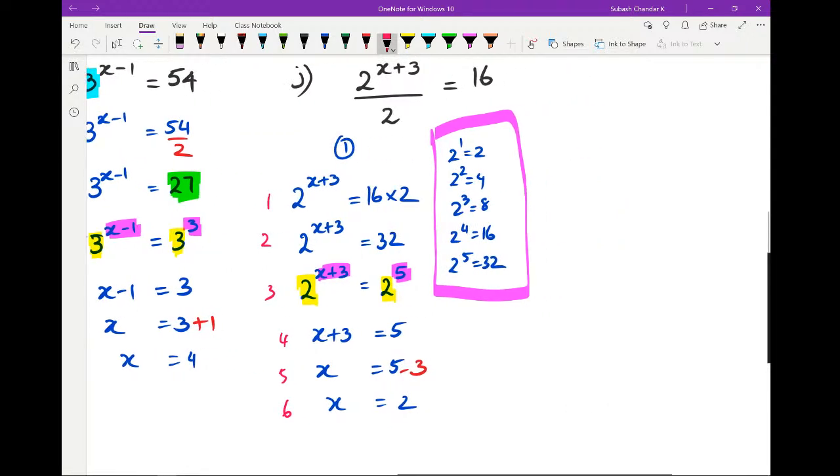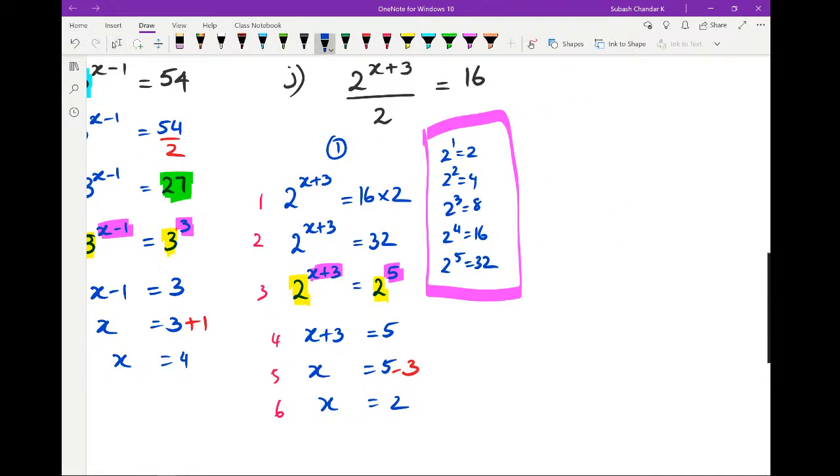Now going back to J, I wanted to show you guys the other way of doing this. The second way is you can rewrite this as 2 to the power of x plus 3 divided by 2 to the power of 1 equals, now 16 can be said as 2 to the power of 4. In this case, because you've got two bases that are the same, you can actually subtract the powers. So you can rewrite this as 2 to the power of x plus 3 minus 1 equals 2 to the power of 4.